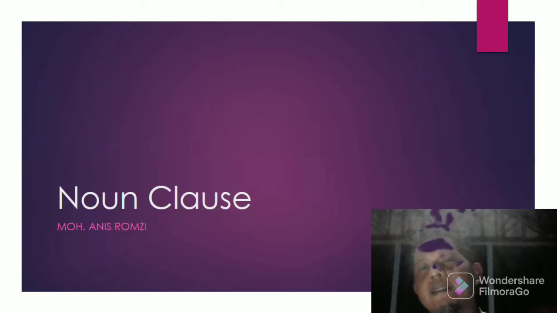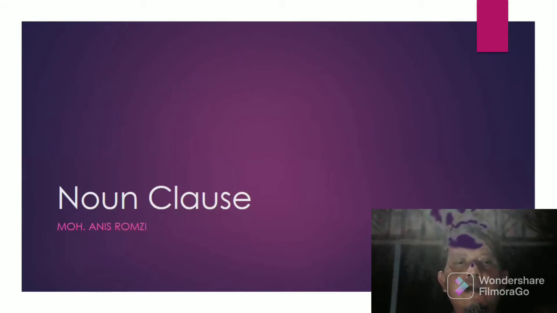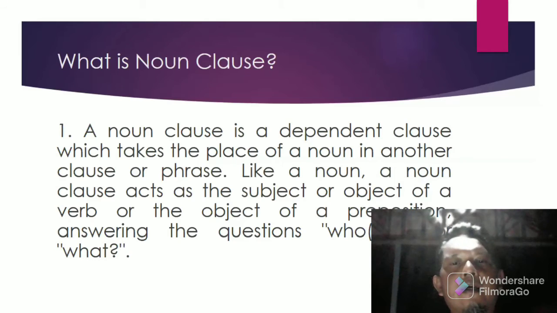Now we come to the noun clause. What is a noun clause according to you? You may guess, students. Okay, we would like to explain what a noun clause is. We will continue again in the grammar corner. A noun clause is a dependent clause which takes the place of a noun in another clause or phrase. A noun clause acts as the subject or object of a verb or the object of a preposition, answering the question who, whom, and what.